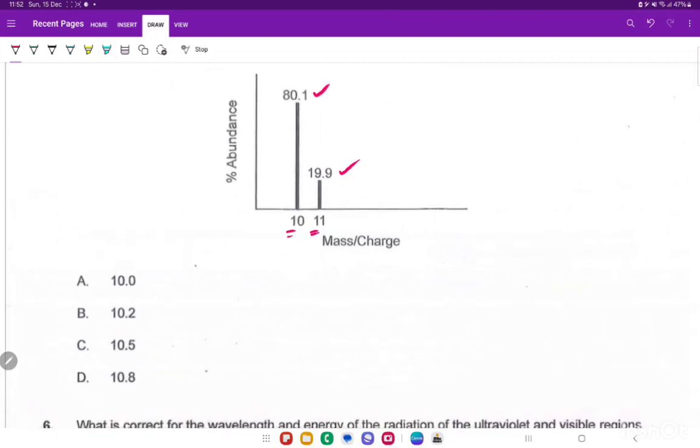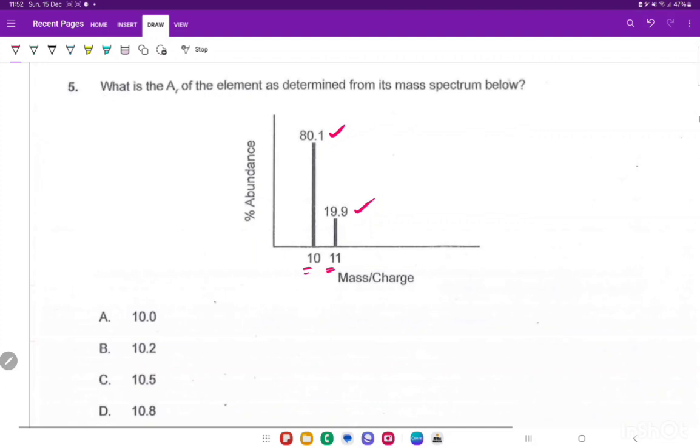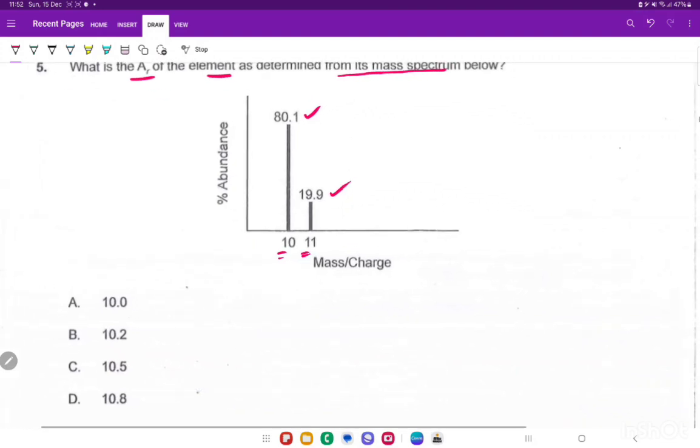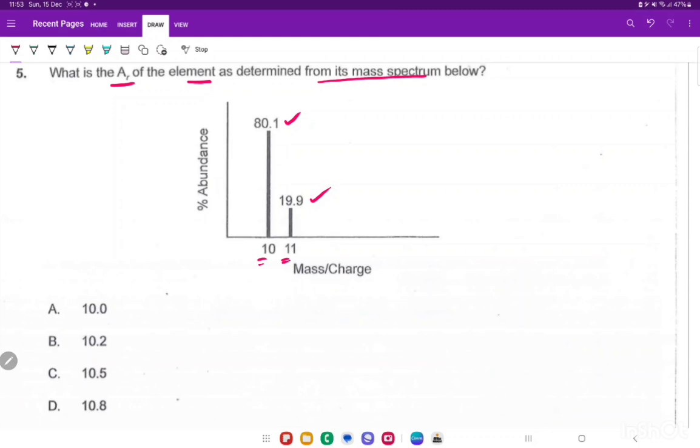Therefore, the AR is the atomic mass, so I want to find out its atomic mass. Then it will be 80.1 into 10 plus 19.9 into 11, divided by 100.